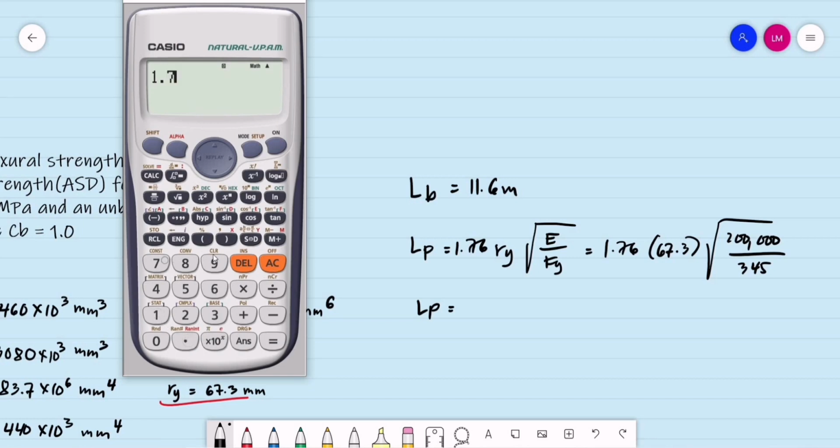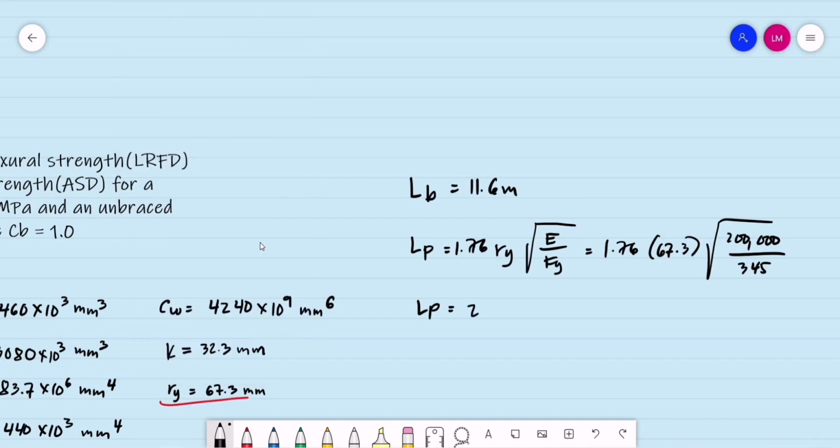We have 1.76, our Ry is 67.3, then the square root of 200,000 divided by 345. So this is 2,851.89 millimeters. Compare that to our unbraced length, which is 11,600 millimeters. Our L sub P is way less than our L sub B, which is equal to 11,600 mm.